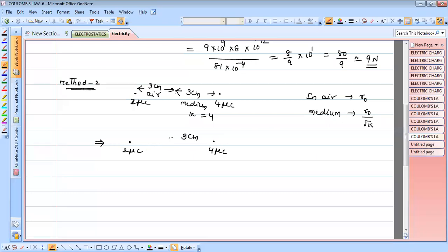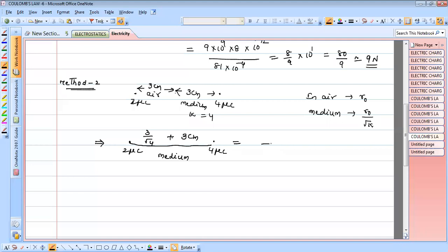Now the distance is 3 centimeter. Now this is 3 by root K, means 3 by root 4. Now this is the total distance. Now it is completely filled with medium only. So 3 by root 4, in the sense 2. 3 plus 3 by 2 means 9 by 2.